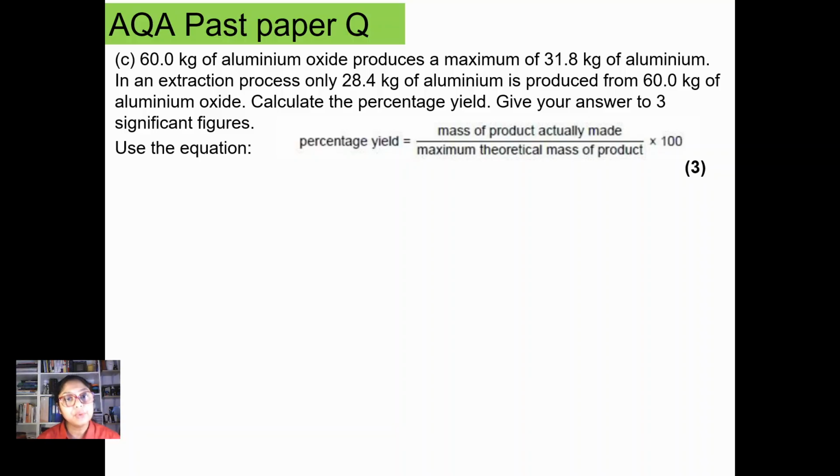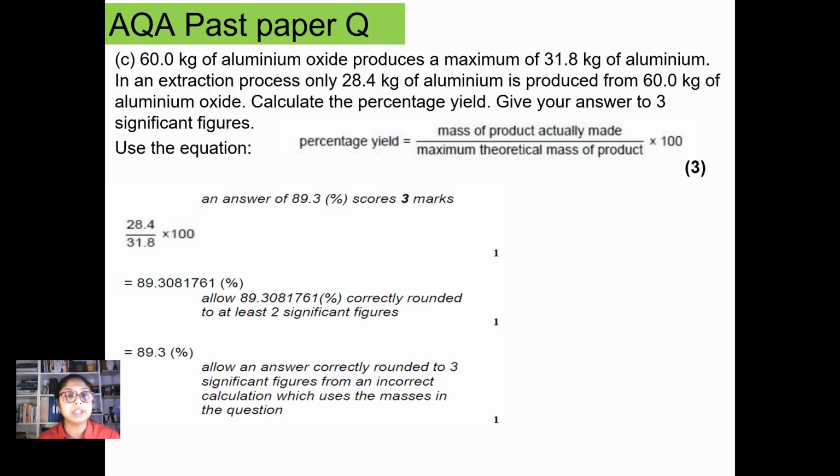The equation they have given you. So you remember in our previous videos, we have worked through it. If you need to, go back to those videos. Otherwise, let's go ahead with this. So the equation is mass of the product actually made, and here they're asking for aluminium, so keep that in mind, over maximum theoretical mass of the product. So altogether there are 3 marks. Now that is why we are showing it in 3 different steps. 3 steps you need to show your work.